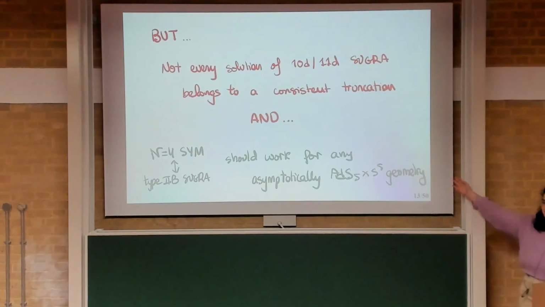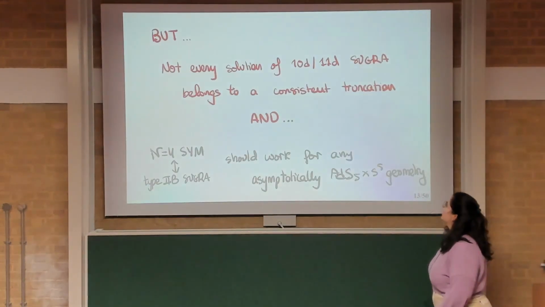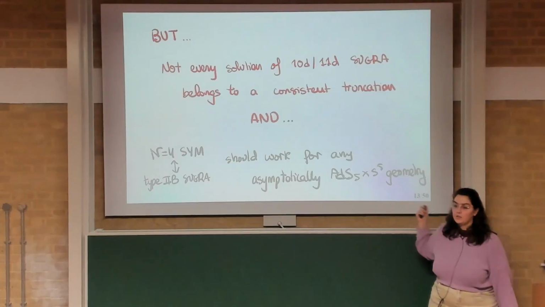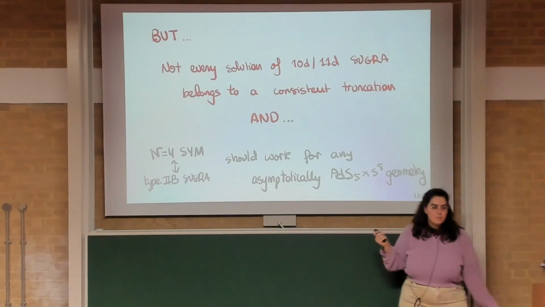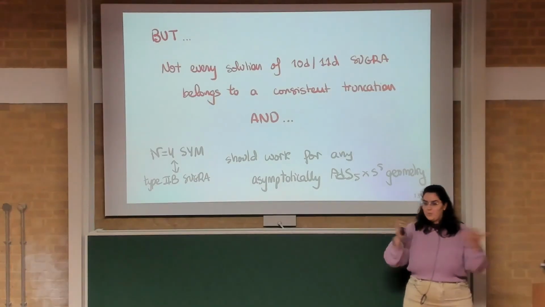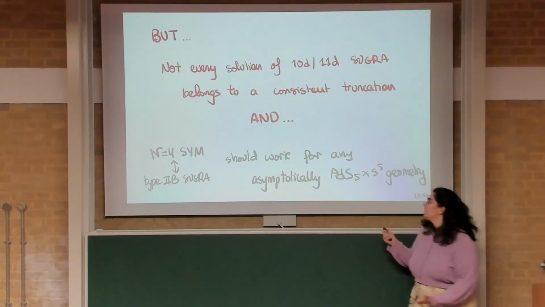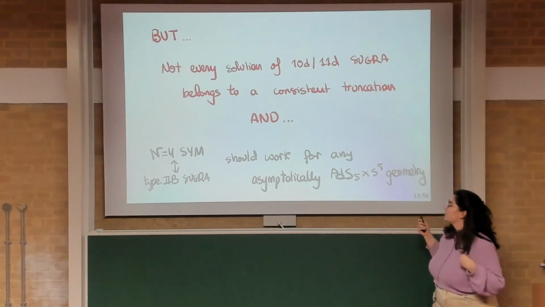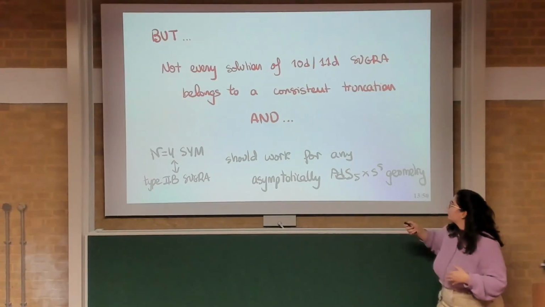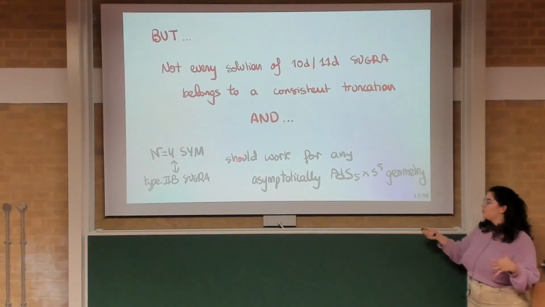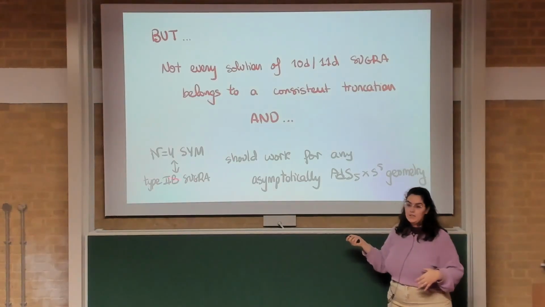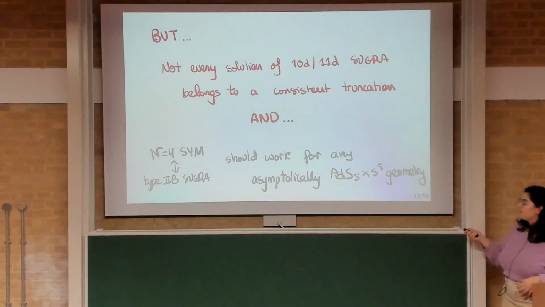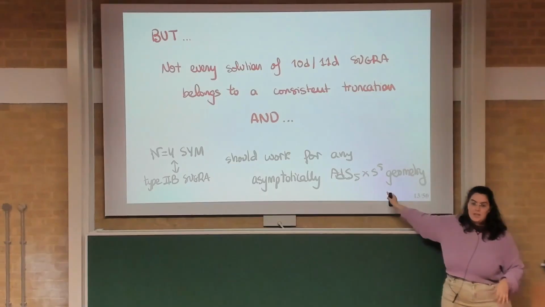Okay, yes, so I guess this is what I wanted to say. Not every solution of 10-dimensional or 11-dimensional supergravity is going to belong to a consistent truncation. But people that believe in holography think that holography shouldn't be only for consistent truncations, but in general it should work for any solution of the type 2B supergravity theory that is asymptotically AdS5 x S5, but it doesn't have to be exactly AdS5 x S5.